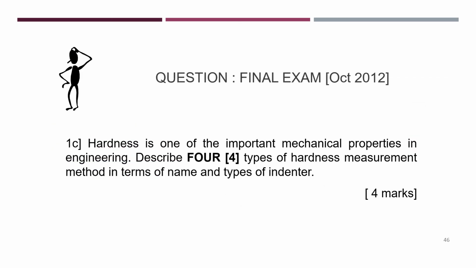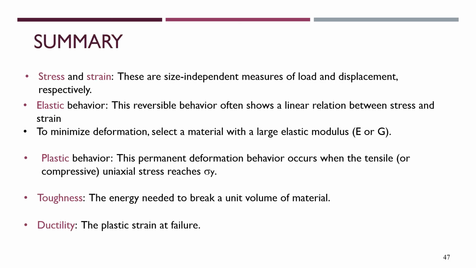So here is an example of a question in the final exam. Hardness is one of the 4 important mechanical properties in engineering. Describe 4 types of hardness measurement method in terms of name and the indenter. Here is the answer. For the answer, I shall ask you to submit it to me and show me in the next class. So please verify or give an answer to the question about hardness.